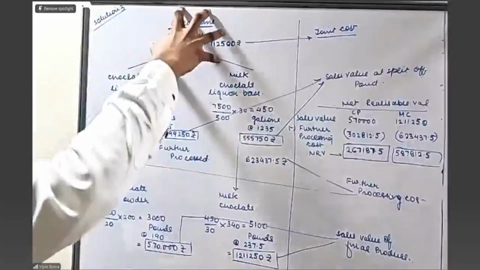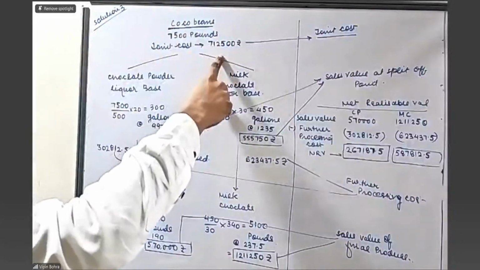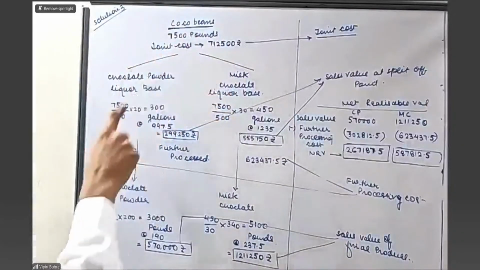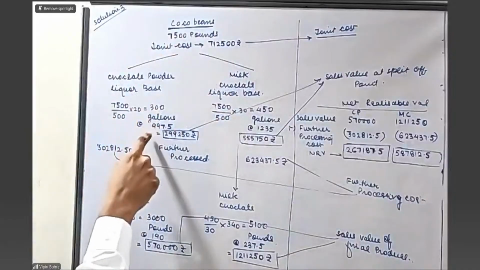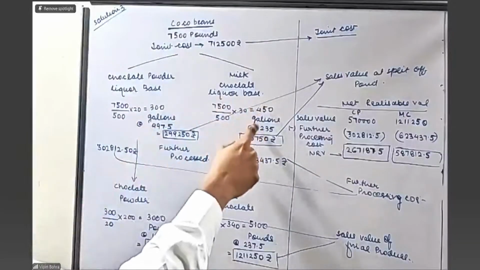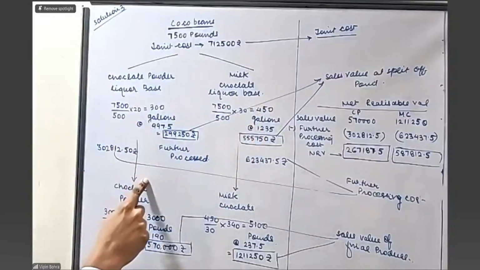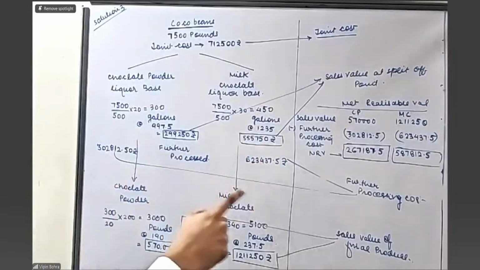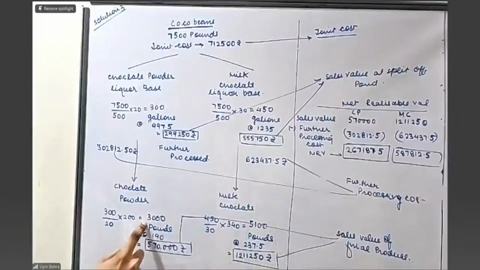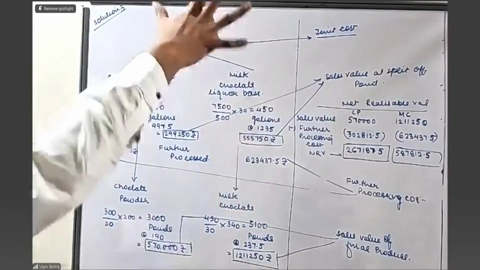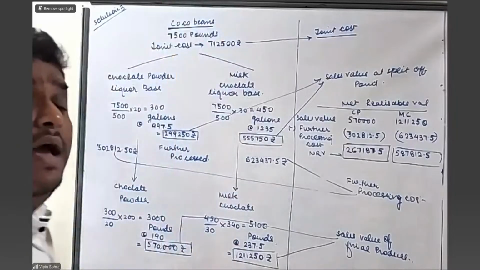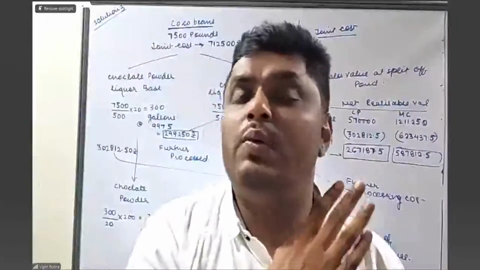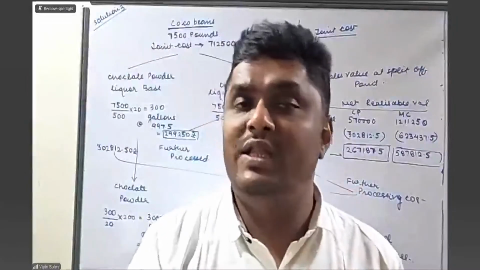That is the raw material and the total joint cost, the intermediate products, their quantity and their value, and the further processing cost. These two are my further processing cost. These two are my final products, the quantity of the final product and the value of the final product. Once this master chart is ready, I assure you guys, you can solve any questions with ease.